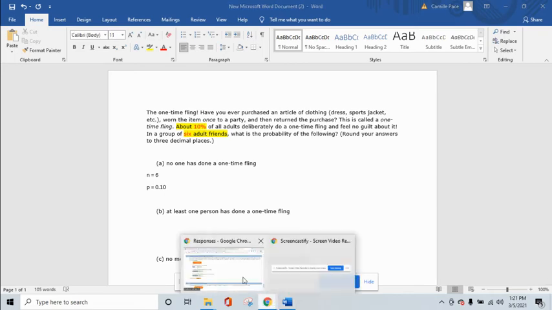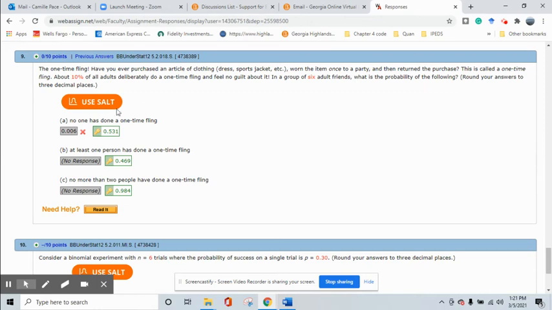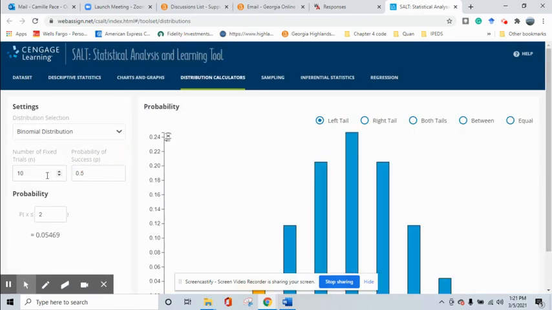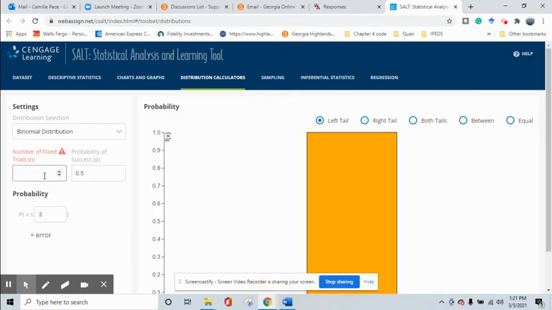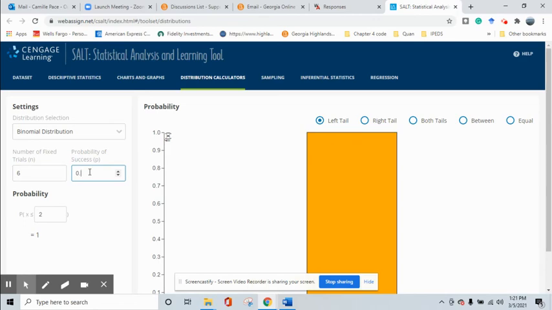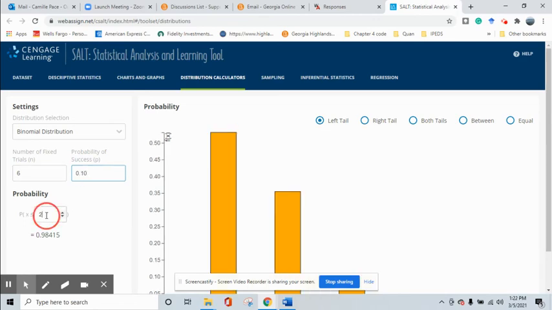So I'm going to use SALT for this because it makes it really easy. And then I'm going to go here and do binomial distribution. I'm going to put my n, which is my number of adults, which was 6. My success probability is 0.10. And then I'm going to go down here and do 0.